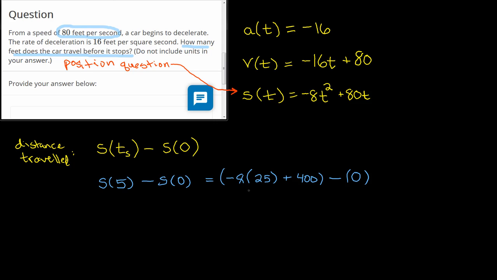Okay, and I accidentally erased part of my 8. All right, and then so this is whatever it turns out to be. 8 times 25, that's 200. So this is 200 right here. So the answer to the question is the car is going to plow 200 feet into the Jell-O before it comes to a complete stop.